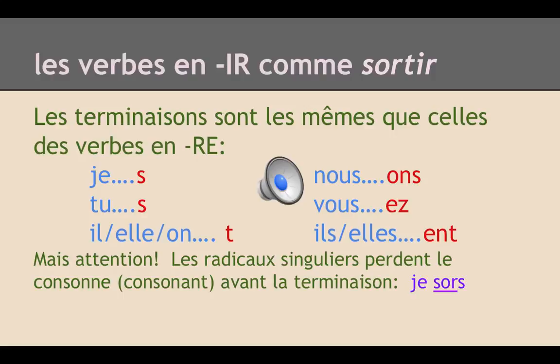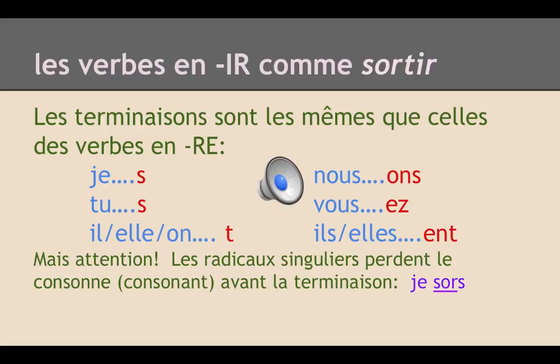IR verbs like sortir are a sort of a subset of IR verbs. They really look more like RE verbs. They add that S, S, T just like an RE verb does. They don't have the extra syllable in the plural. However, what they do that the other verbs do not do is that they take off a letter from the stem. So if you take the IR off of sortir or partir or dormir, then you get SORT, PART, DORM.